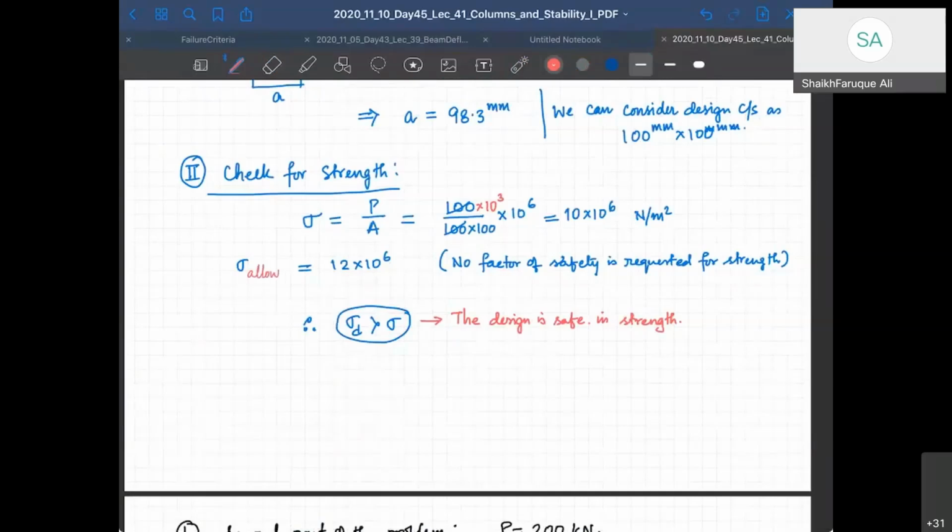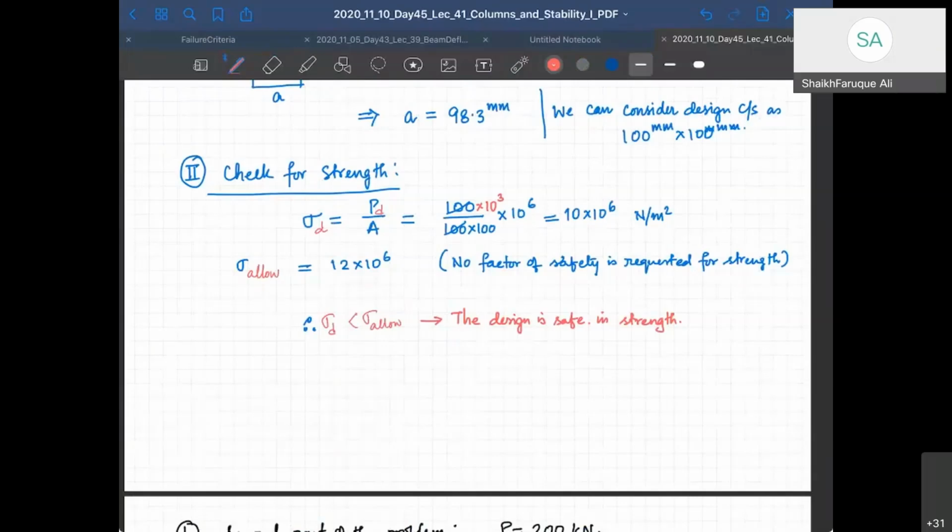Okay, and then let's also do it this way. Let's say this is my design sigma, because I am writing PD. Sigma D is lesser than sigma allowable. Okay, so design is safe in strength. So my design is okay.